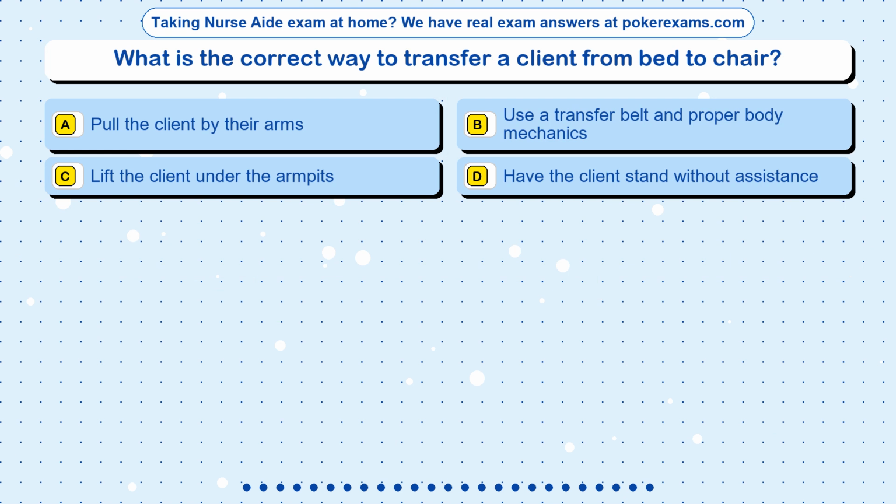Question 17. What is the correct way to transfer a client from bed to chair? Option A, pull the client by their arms. Option B, use a transfer belt and proper body mechanics. Option C, lift the client under the armpits. Option D, have the client stand without assistance.